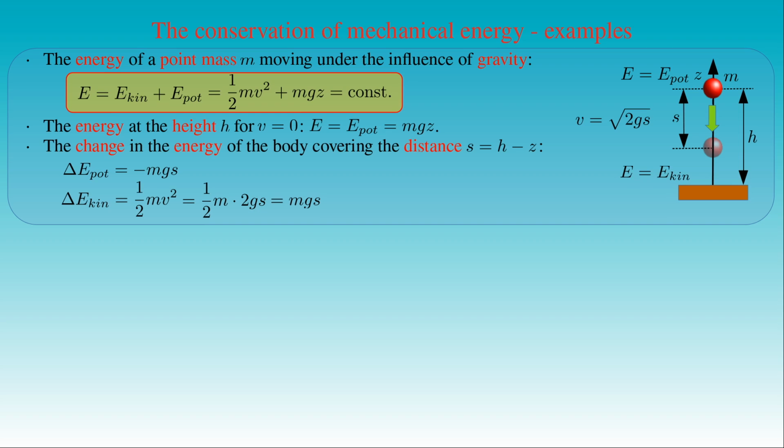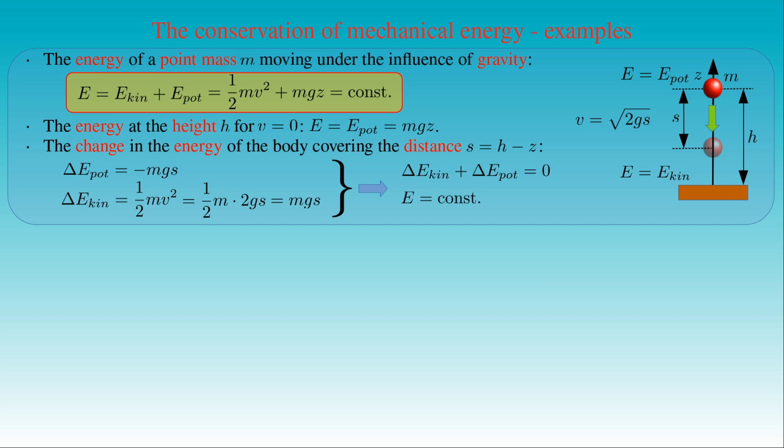This relation also shows the fact which we already established: the kinetic energy and the potential energy transform into each other in the motion under the influence of gravity. As a result, the total change in the energy of the falling point mass is 0, that is, its energy is constant during its motion under the influence of gravity.